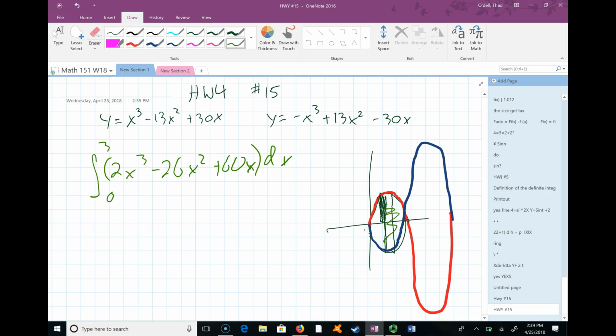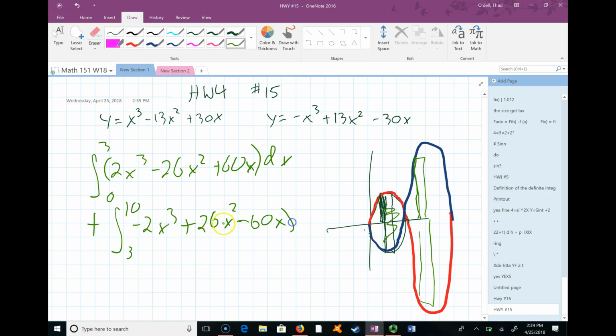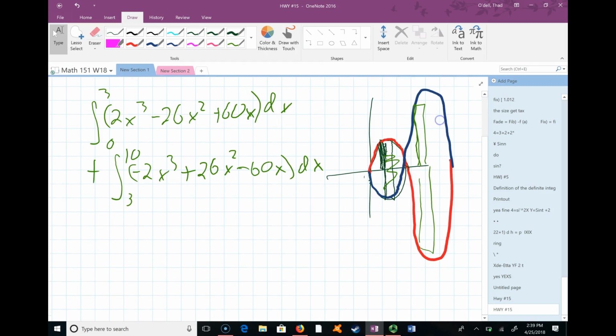And then the second one, you can just double the blue height, because it would be the same down here. So we're going to add to that the integral from 3 to 10 of negative 2x cubed plus 26x squared minus 60x dx. Okay, so those are the things I want to integrate with the limits of integration.